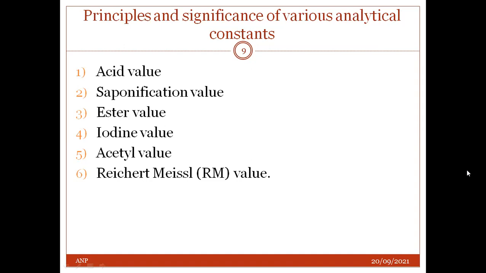In general, oils and fats can be identified and evaluated for their quality and impurity, if any, by physical and chemical constants. The physical constants may include the refractive index, viscosity, specific gravity, etc. On the other hand, one can perform chemical methods of analysis that may include various analytical constants like acid value, saponification value, ester value, iodine value, acetyl value, and Reichert-Meissl value, that is RM value.